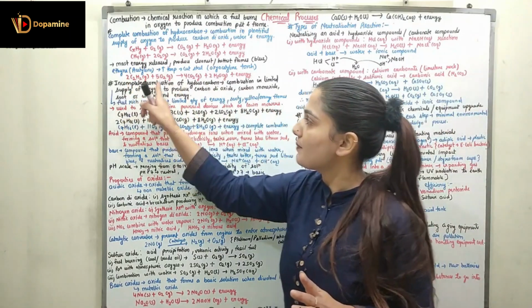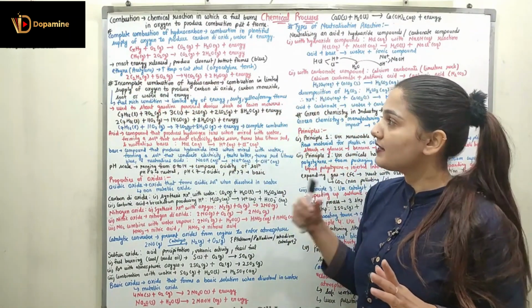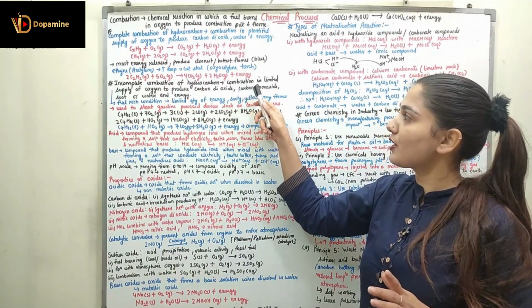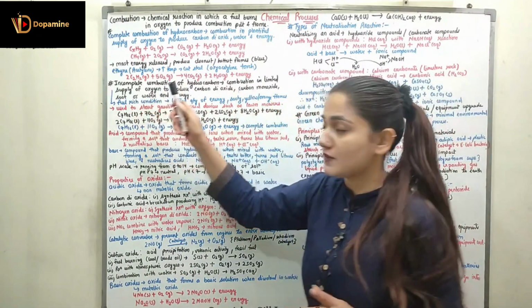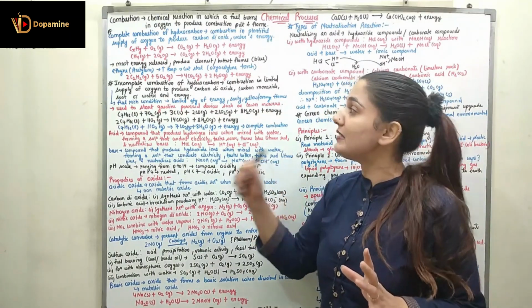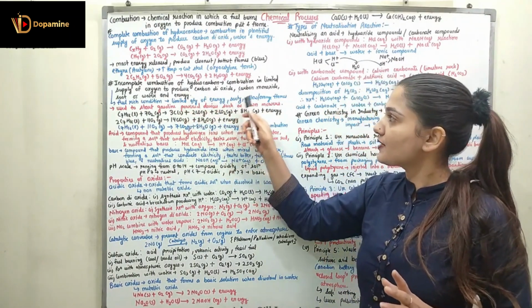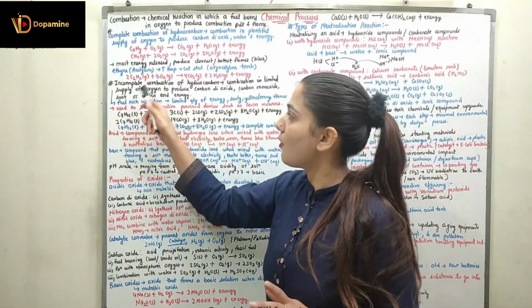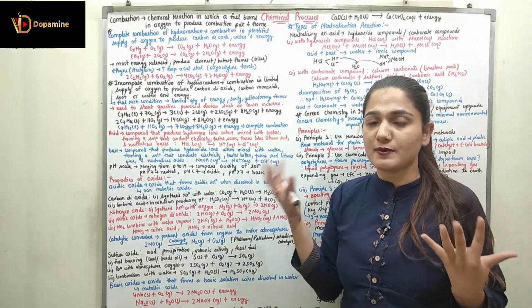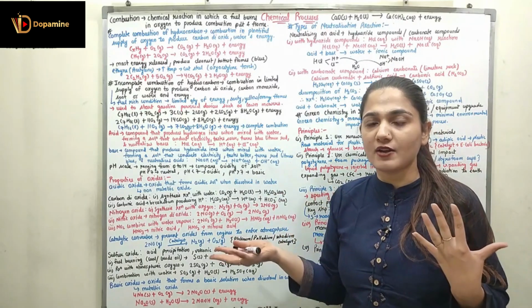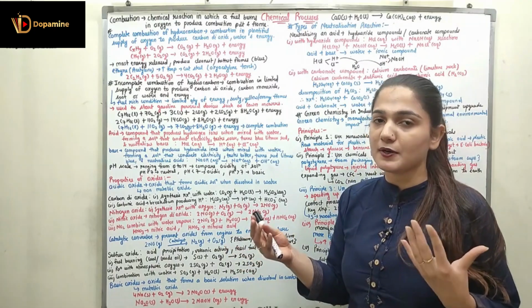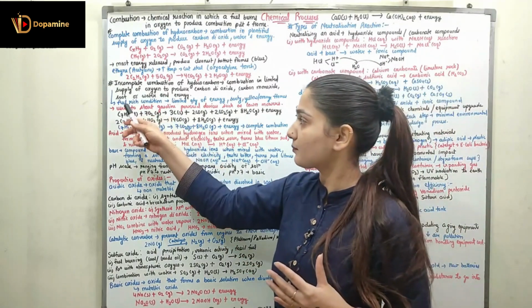Now coming to the incomplete combustion of hydrocarbons. In the incomplete combustion of hydrocarbons, we have the combustion of the hydrocarbon in a limited supply of oxygen. Now here oxygen is not plentiful, it is not unlimited, it is limited, to produce carbon dioxide, carbon monoxide, soot, water or energy, right? So we can have various products. We can have carbon monoxide produced, carbon dioxide produced, soot produced, water vapors produced and obviously energy is released, right?